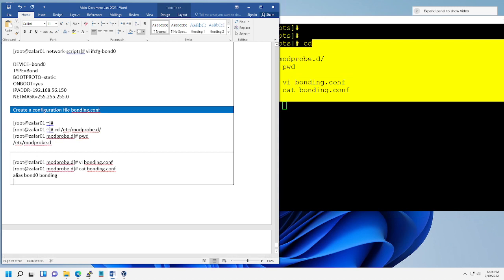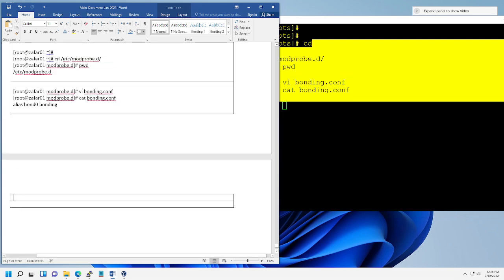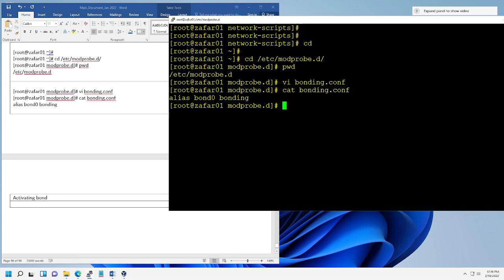Okay, so let me save this. And now this is activating the bonding. Okay, so what is the command? modprobe bonding.